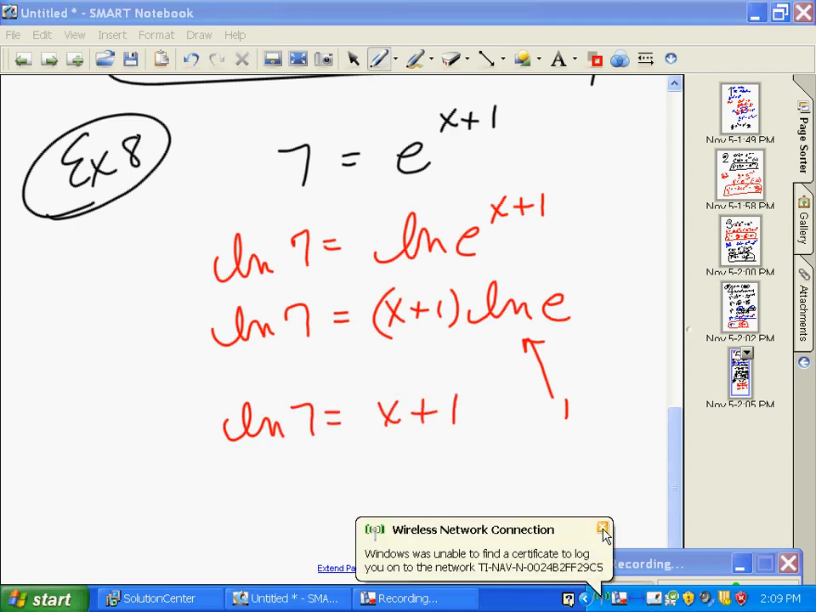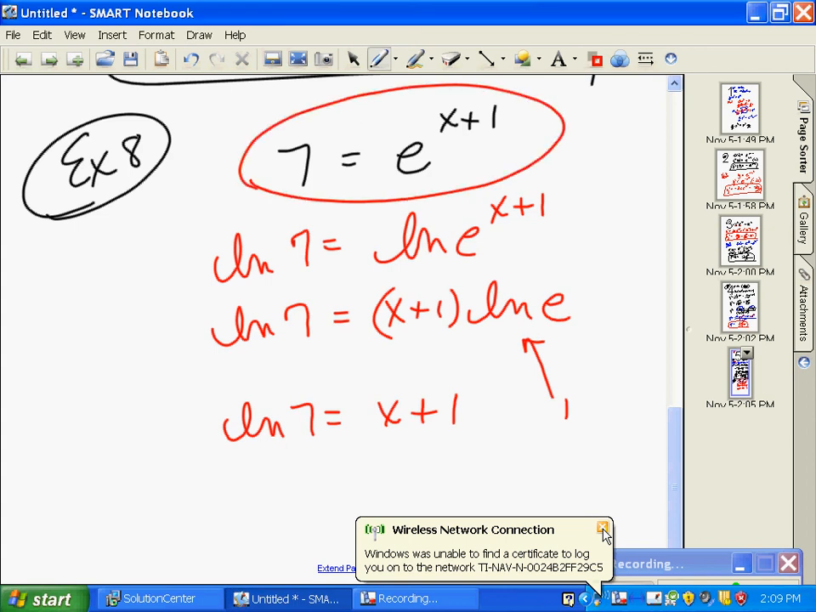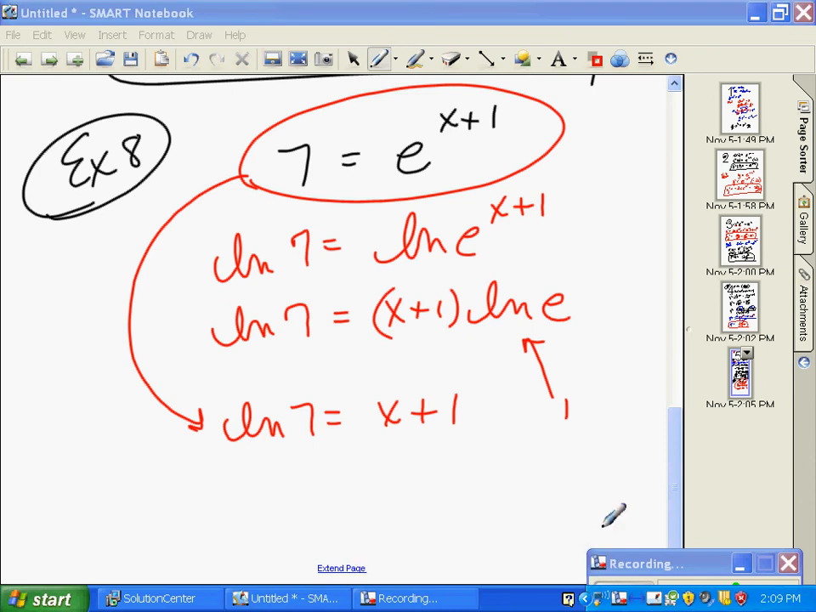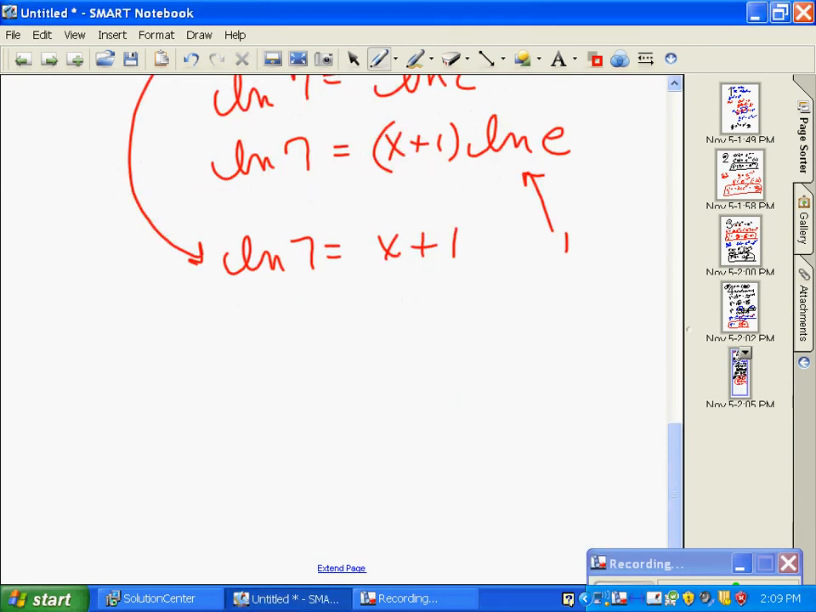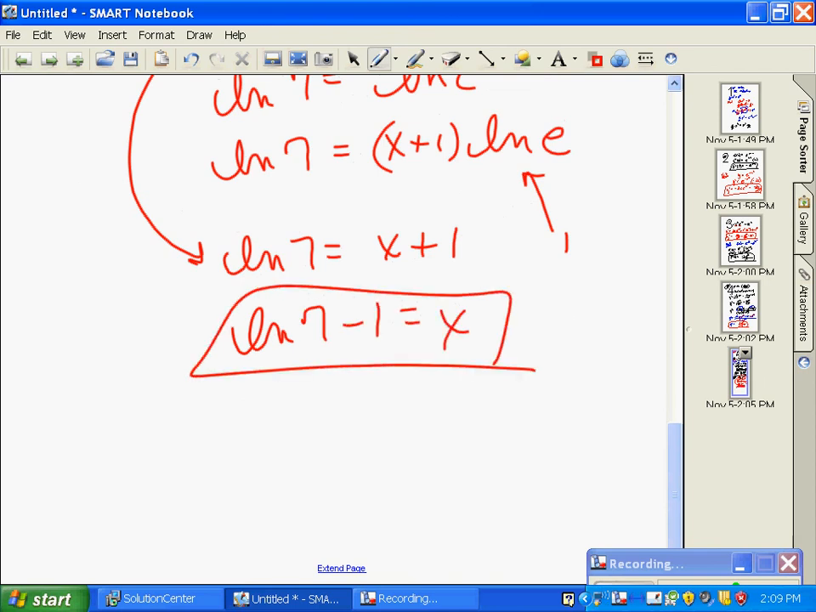Now the other option would be to switch it from exponential form going directly to this step, which is logarithmic form. Switching back and forth between exponential form and logarithmic form. Solving for x then, I just get the natural log of 7 minus 1. Just a little pre-calc review there.